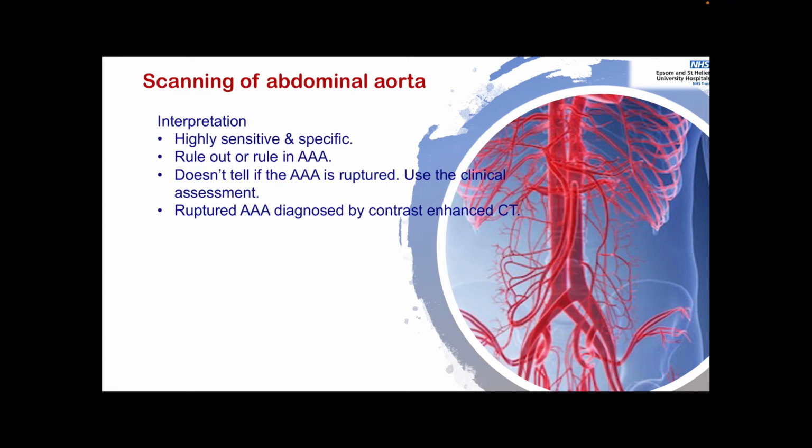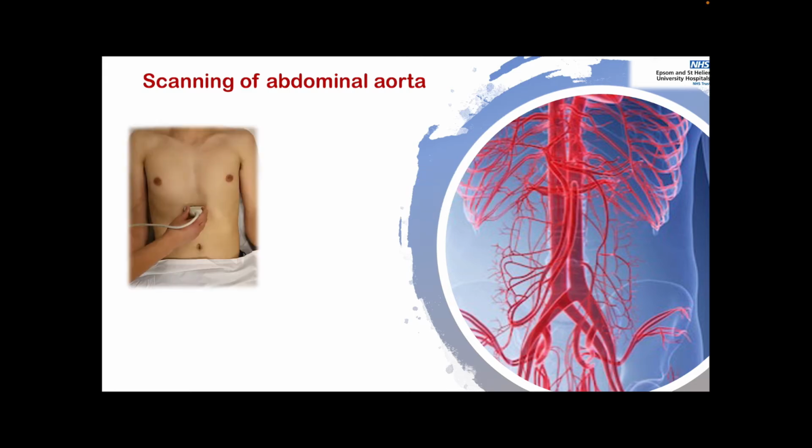Ultrasound doesn't tell if the AAA is ruptured, so we have to use other clinical assessment, or depend on other clinical presentations. So if the patient is hypovolemic, shocked, in severe pain, and we see the AAA, this gives us an idea that this patient has a rupture. We don't normally see the ruptured aortic aneurysm in the ultrasound scan. A ruptured AAA is diagnosed by a contrast-enhanced CT scan.